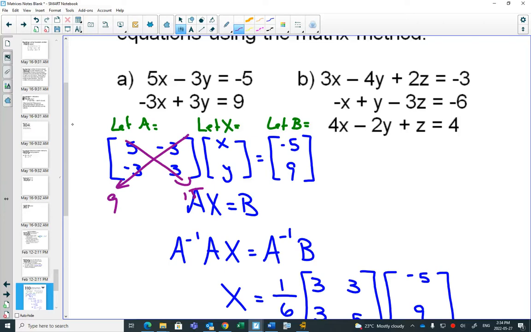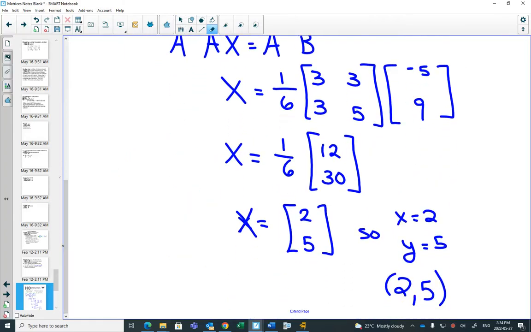For our second one, is it all right if I erase the first one? Everybody was good?